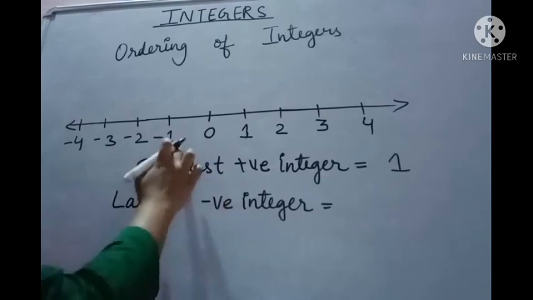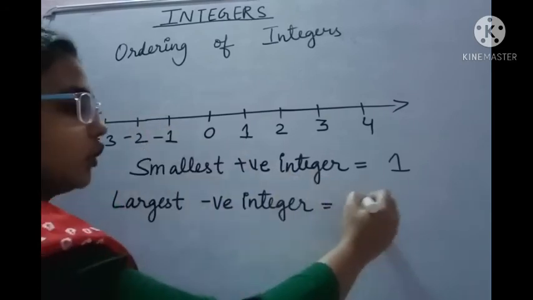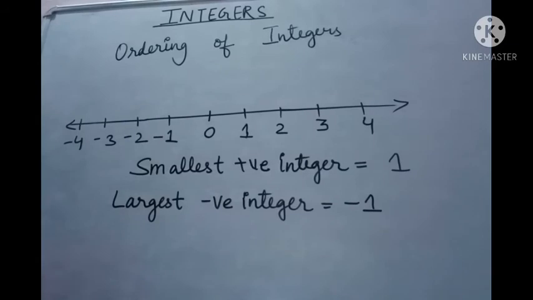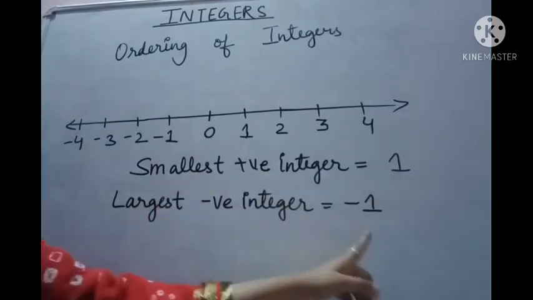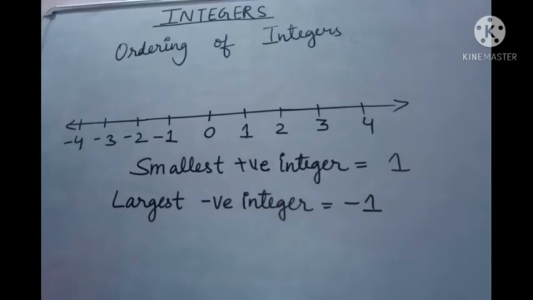So that means the largest negative integer will be -1. The smallest positive integer is +1, but the largest negative integer is -1. Always remember this.